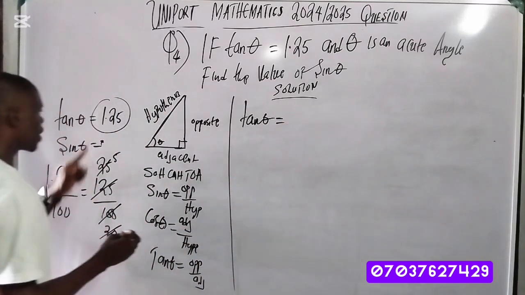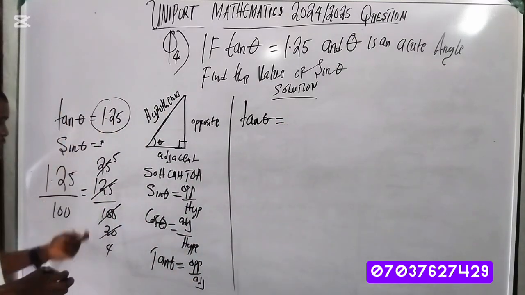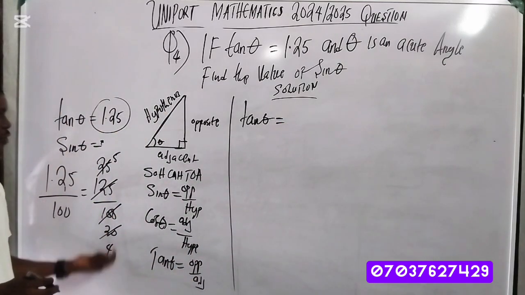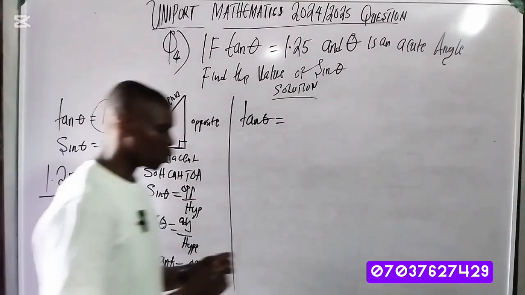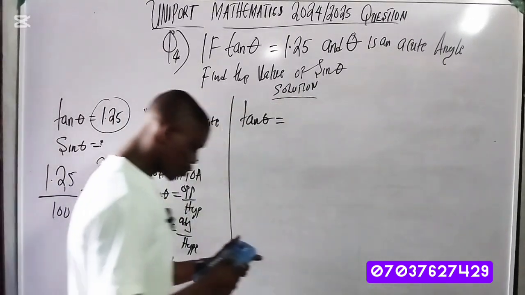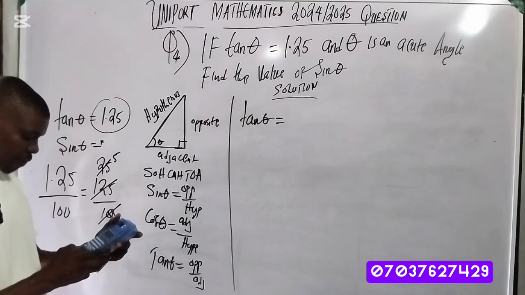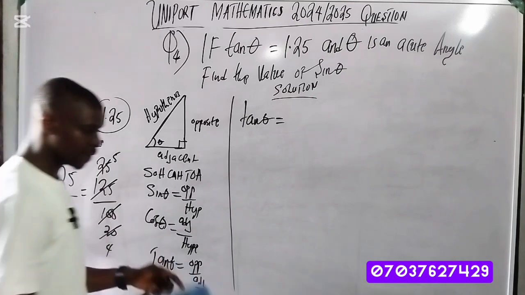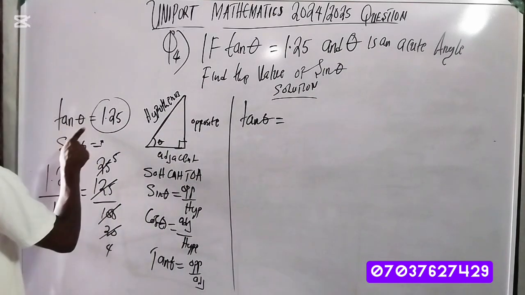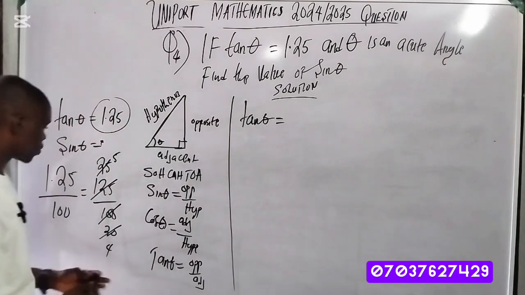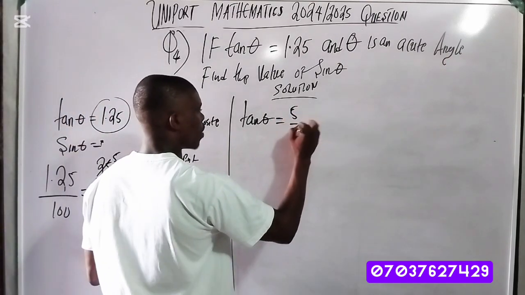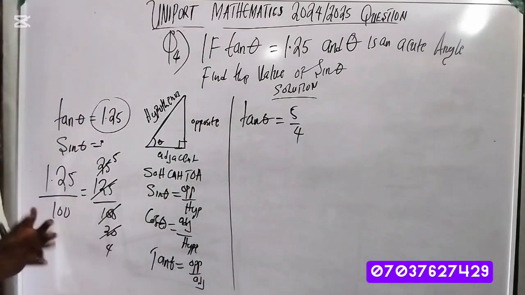tan theta can be 5 over 4 instead of 1.25, because if you divide 5 by 4, you get 1.25. So 1.25 is also the same thing as 5 over 4. So this is what you need to understand here.